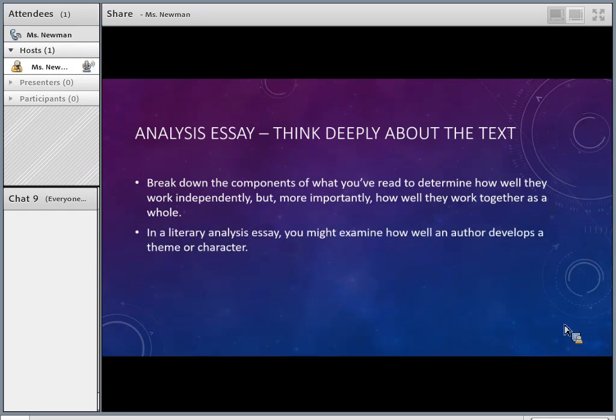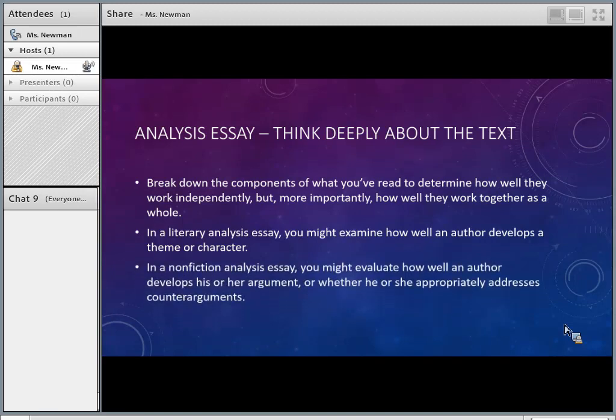In a literary analysis essay, so this is if we're reading about a story or a play, you might examine how well an author develops a theme or a character. In a nonfiction analysis essay, which is the one you're doing, right? It's about a real speech he gave. You might evaluate how well an author develops his or her argument or whether he or she appropriately addresses counter-arguments. Remember, thinking about that opposition. So are they only proving their point or do they also address the opposing viewpoint?